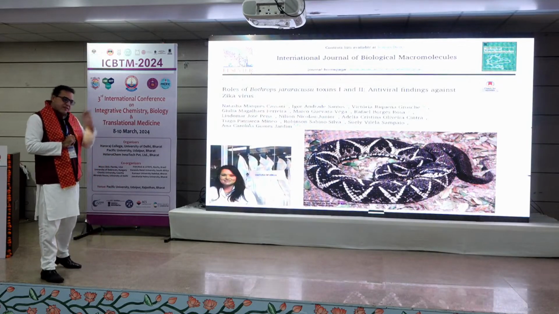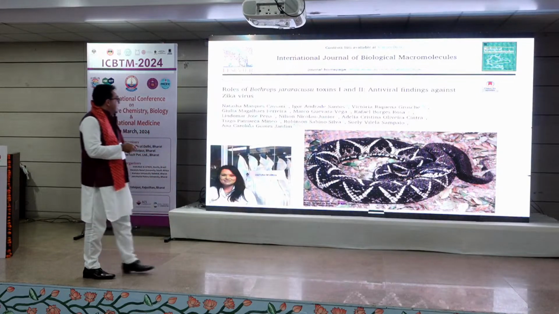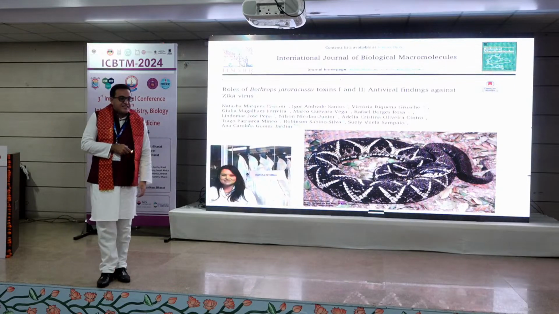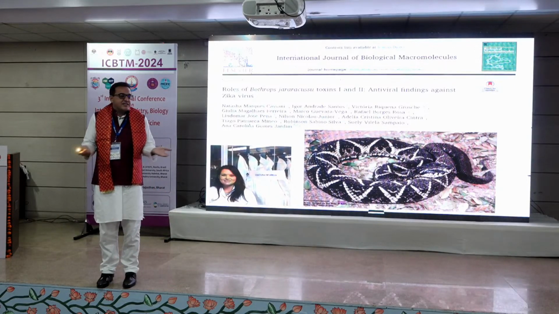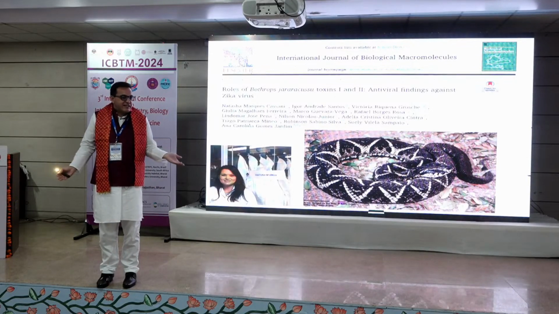So this was discovered in the 1900s. This is a very dangerous snake, Jararacuçu, Bothrops. The toxins of this snake have antiviral activity against Zika. We are doing a work with a Brazilian scorpion. It also has antiviral activity.